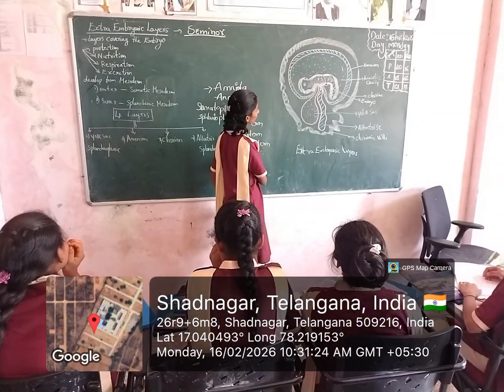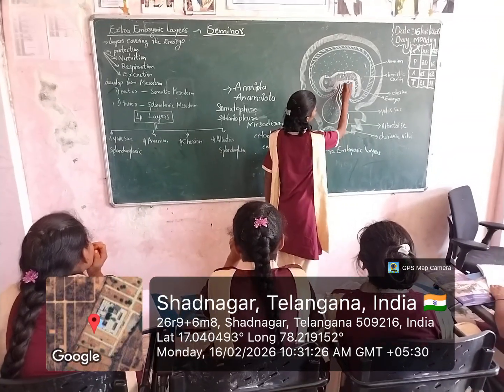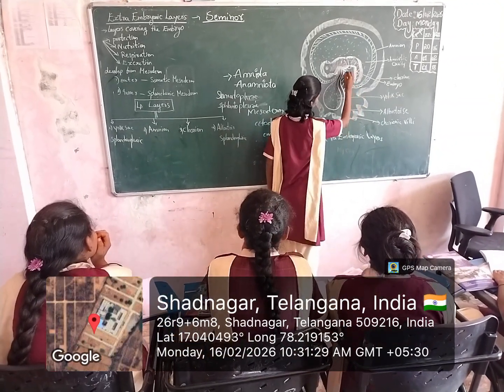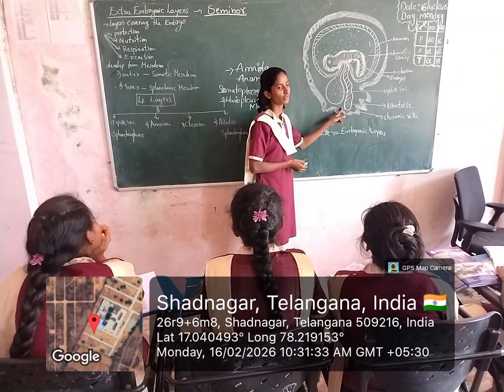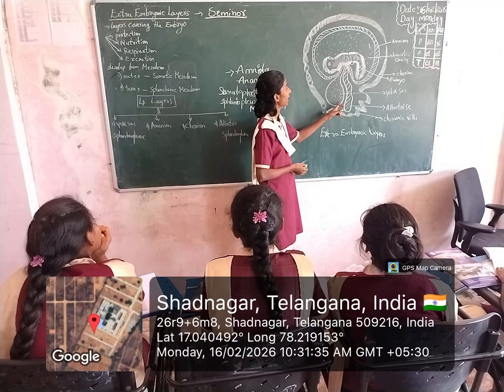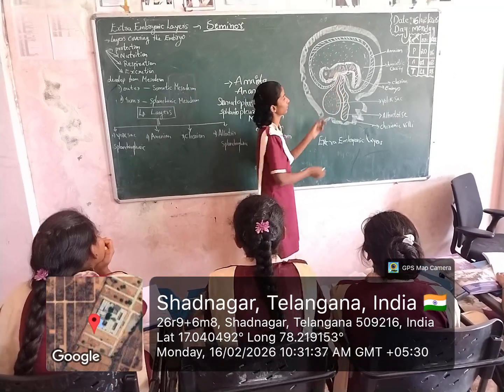And allantois. Allantois is the fourth extra embryonic membrane. It is developed ventrally outwards. Its main function is excretion. It stores the nitrogenous waste products and helps in metabolic exchanges between the embryo and the mother.